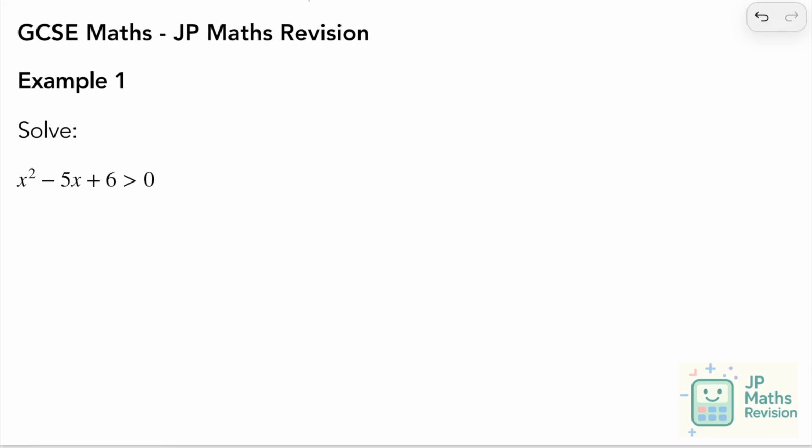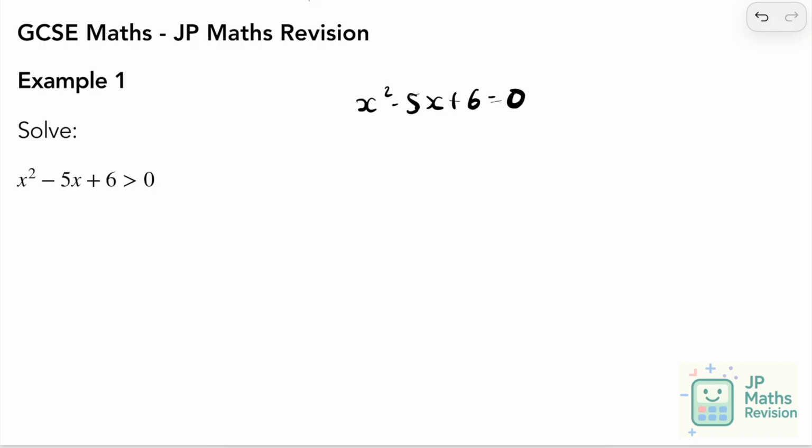So here's an example. For this one, we need to solve x squared minus 5x plus 6 is greater than 0. So first thing we do here is we find what we call the critical values. These are the values for which x squared minus 5x plus 6 is equal to 0.